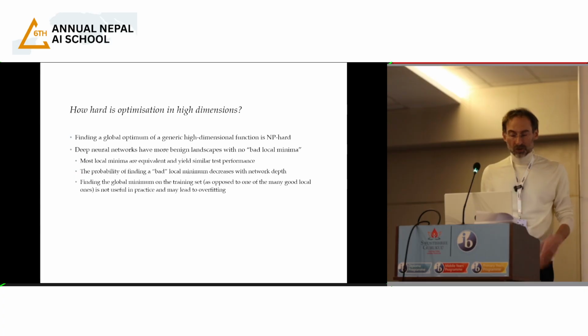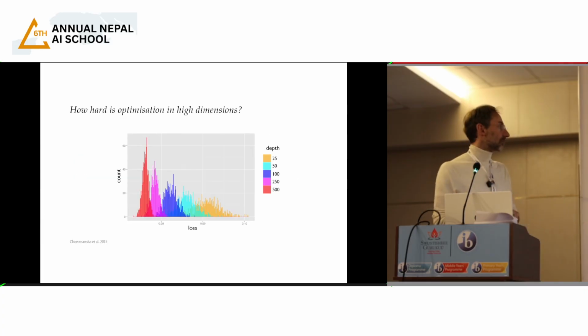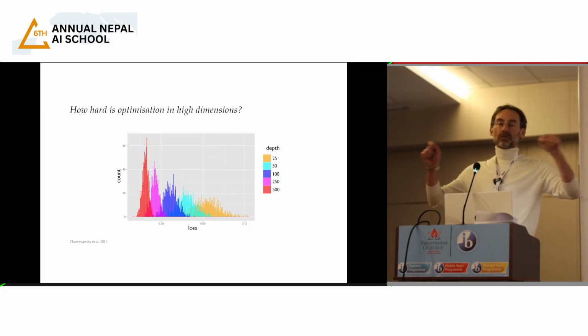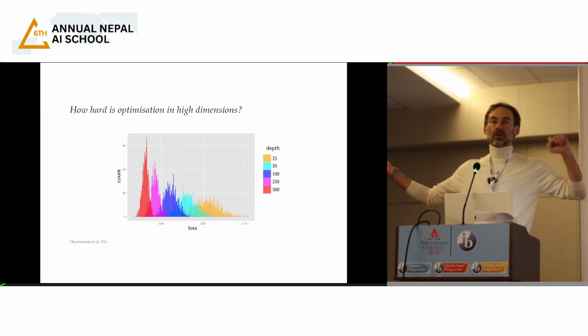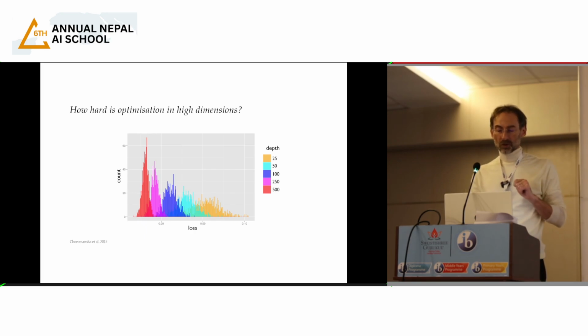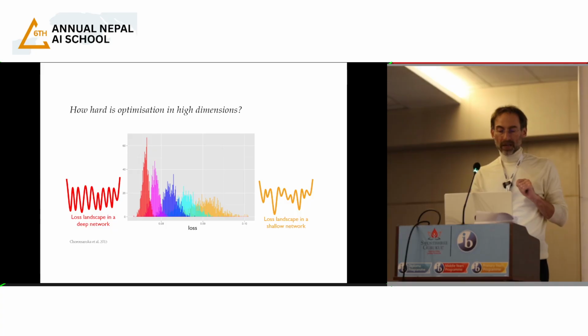And here's an example. This is already a 10-year-old paper by Choromanska. Here you can see the distribution of losses. It's basically histograms of neural networks of different depths. When the networks are shallow, the variance is very large. You can get very large losses and you can get very small losses. So it looks more like this: you have very low minima and you have very high minima.